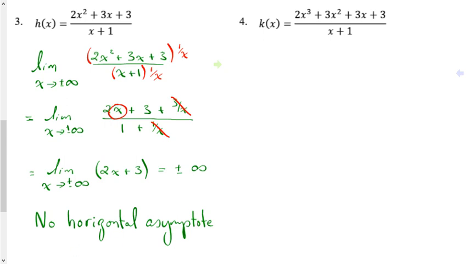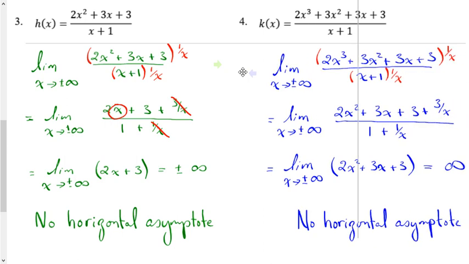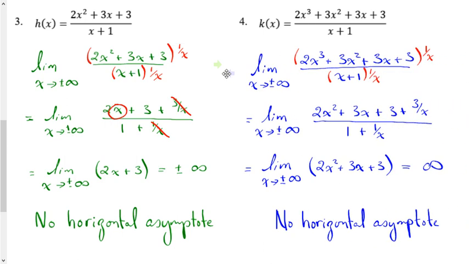Question number 4. We will see a similar thing happen this time. Once we simplify things down, we have a quadratic. And as x approaches positive or negative infinity, this squared term will dominate. So our function will approach positive infinity, no horizontal asymptotes.